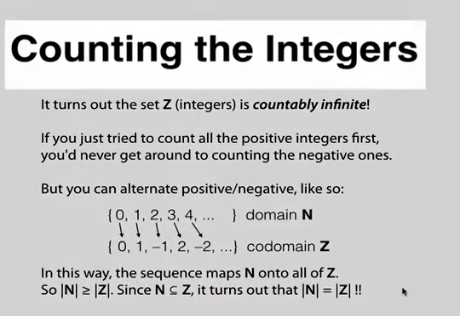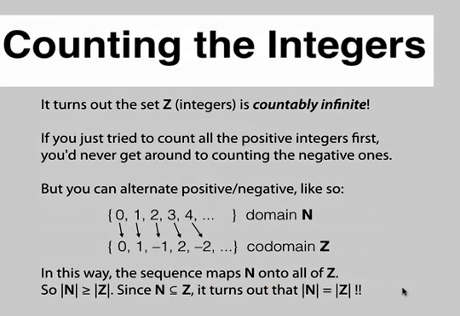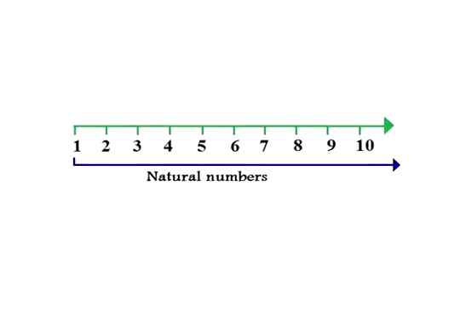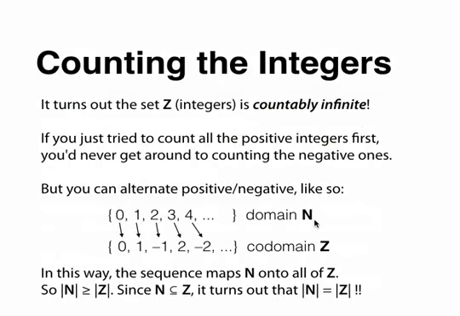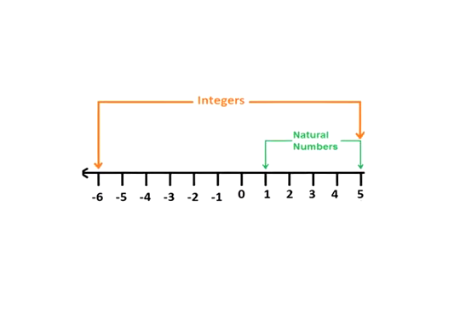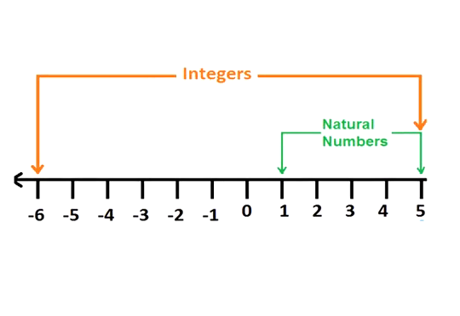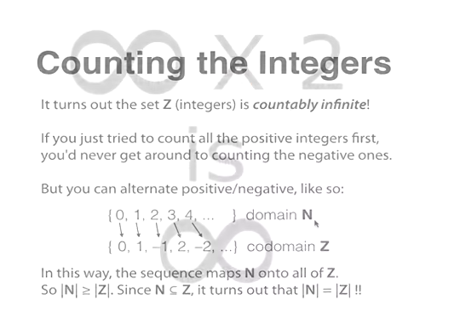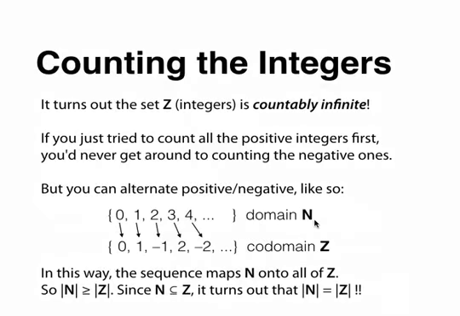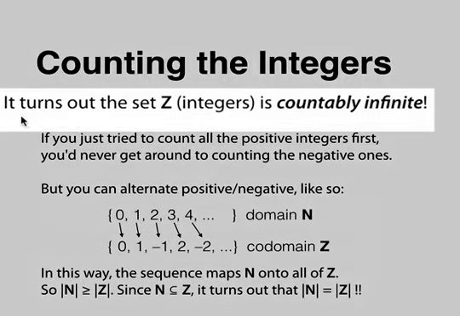Let's see if the set of integers now is countably infinite. We understand that all natural numbers are integers, but not all integers are natural numbers. -2 is not a natural number. -5 is not a natural number. So aren't there 2 times as many integers as natural numbers? Well, it turns out infinity times 2 is just infinity. A countable infinity times 2 is still countable. Here's how you can do it. It turns out the integers are countably infinite.